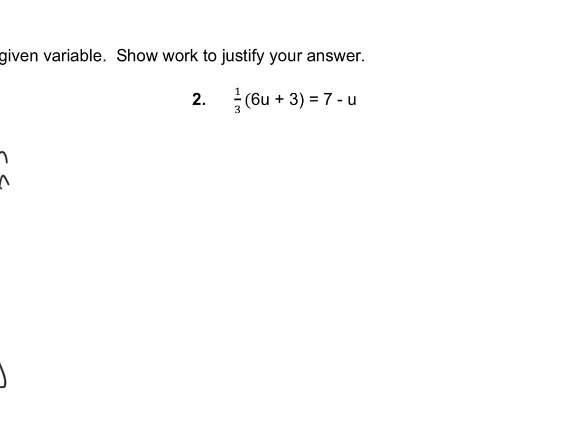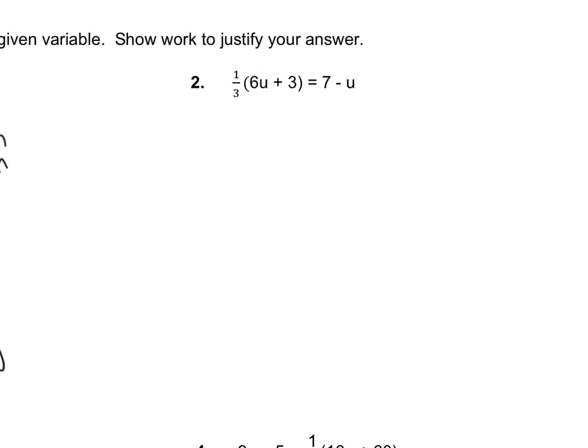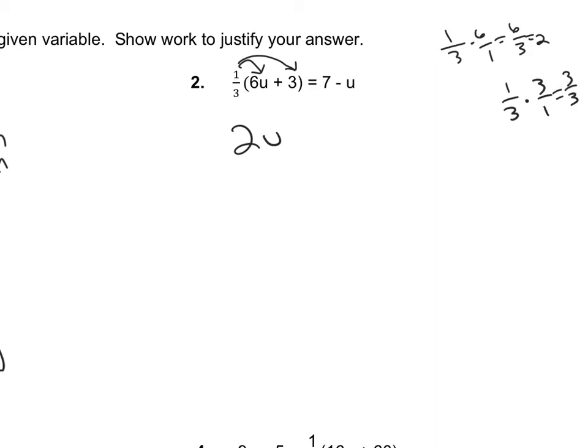Next problem, moving over here to number 2. We have 1/3 times 6u plus 3 equals 7 minus u. So once again, I'm going to start by distributing. Like I said, you can either type parentheses 1 divided by 3 parentheses times 6 in your calculator, or you can write it out on your paper and multiply the fractions by putting that 6 over 1. We see that 6 over 3, which once again equals 2. So here we have 2u. I'm doing the same thing, 1/3 times 3 over 1 ends up being 3 over 3. 3 goes into 3 one time. So we have 2u plus 1 after we distribute.